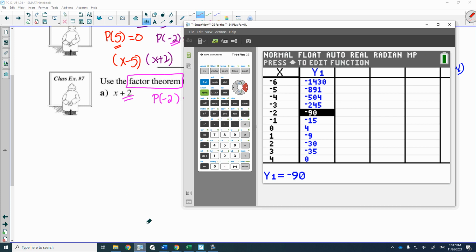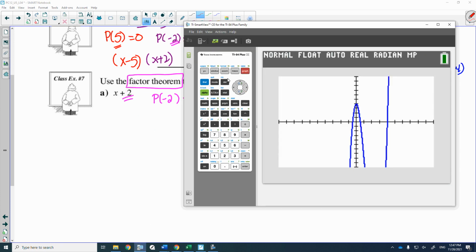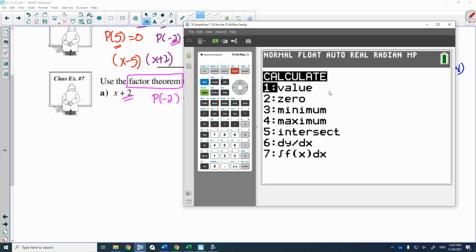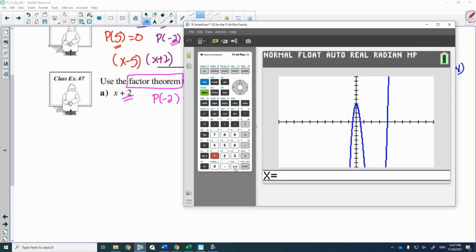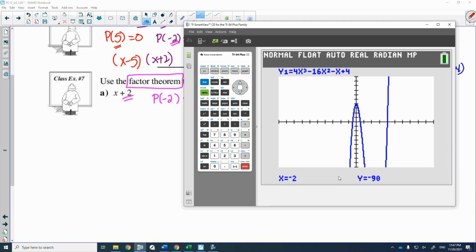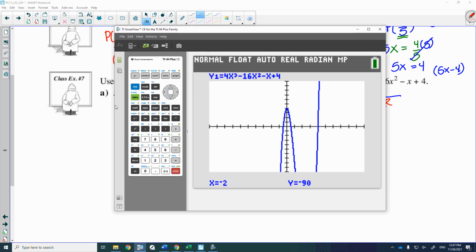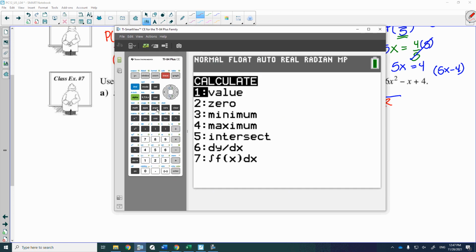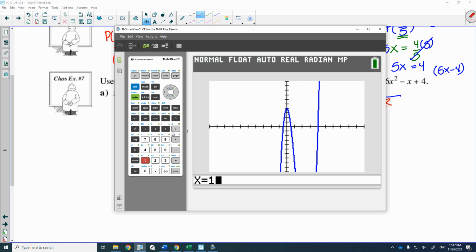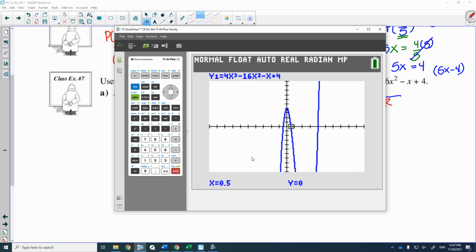Or the second way that I could have done this is right from my graph. I could have just done second function, trace a value. And when x is equal to negative 2, the output is always going to be the remainder. So when x is negative 2, on the graph, it's way down at negative 90. I'm going to use that function to now find when x is 1/2. So second trace a value. When x is 1/2 or 0.5, that is right here. What is the remainder? The remainder is 0.